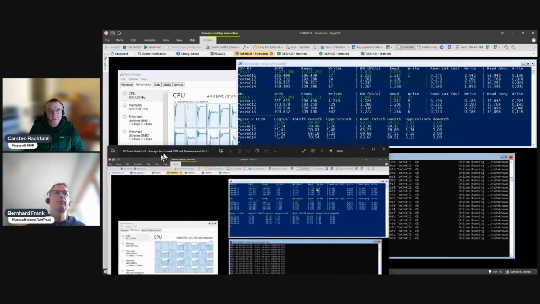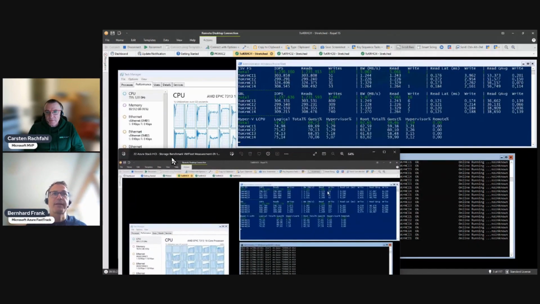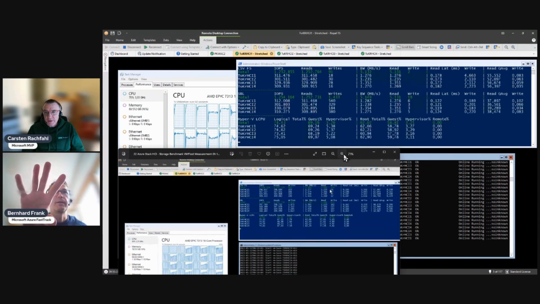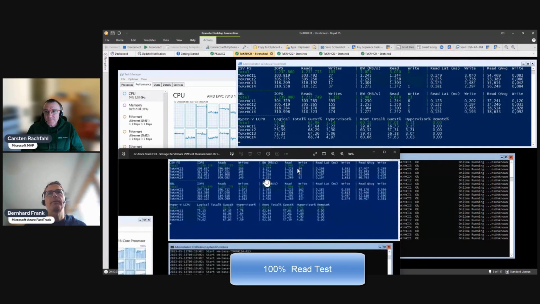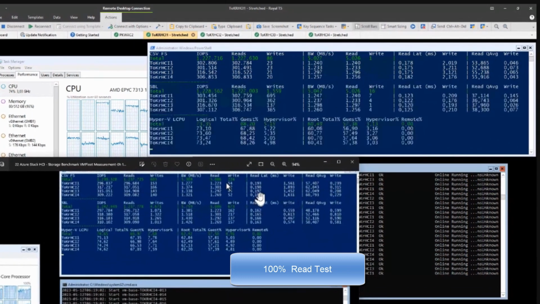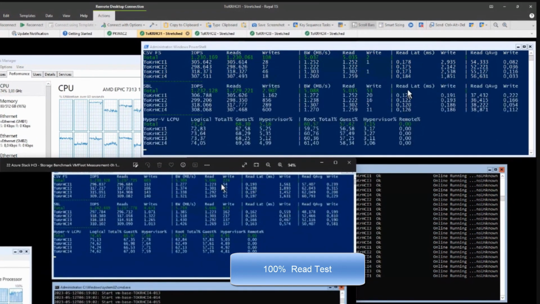But if we compare it with our previous tests, Carsten, you need to make it bigger because the number is too small. You wouldn't be able to see it. But let's see. Here is the most important part. We have 1.23 million IOPS, and it's roughly the same. The read latencies are pretty good here. We have 0.1718 milliseconds. In the previous test, it was roughly the same.